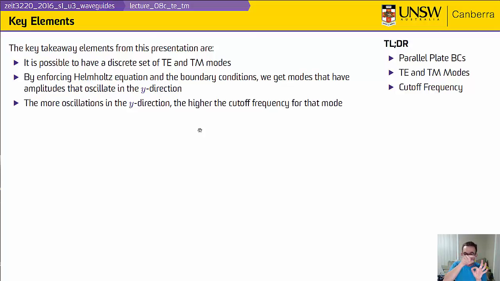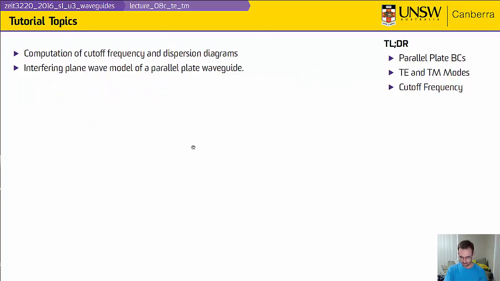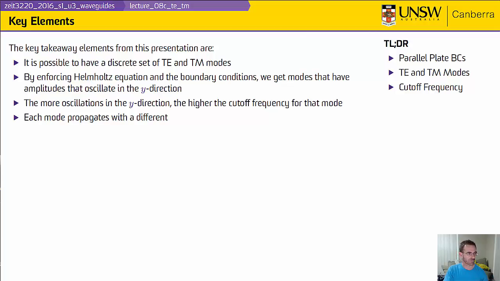The more oscillations that I get, right, because I had sine of n pi y over d, the higher value n is, means the more oscillations that I have within that d distance. That means the cutoff frequency becomes higher for that particular mode. Each mode propagates with a different phase velocity. Okay?